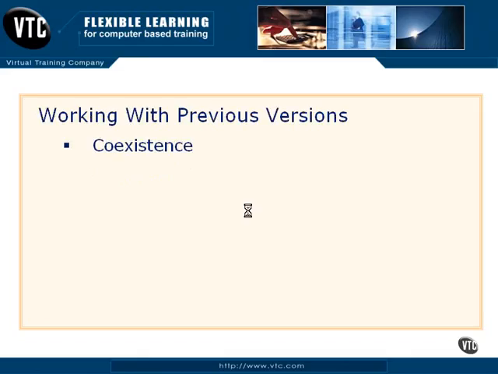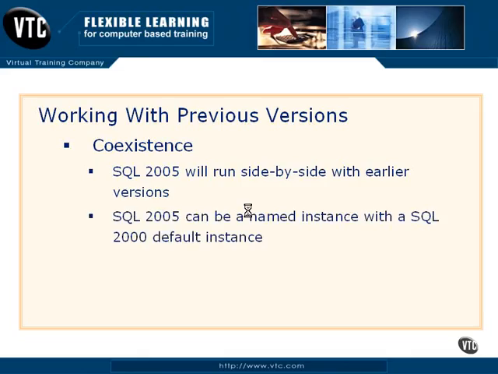Now this is very interesting. With coexistence, SQL Server 2005 will run side by side with earlier versions. So if you have SQL Server 2000 running on a machine and you want to see what 2005 is going to do for you, just simply install SQL Server 2005 on that server. It will install as a separate default instance, and it will run as a totally separate application, and it will not interfere with SQL Server 2000. Of course, now your memory and disk contention is going to be an issue, but as far as the applications behaving together, they play very well.